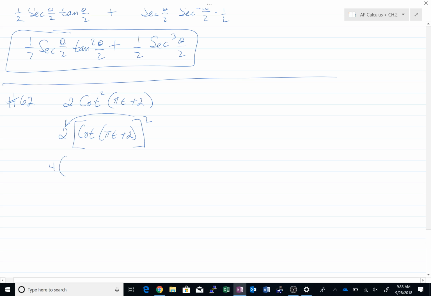Leave what's inside the parentheses alone. That's everything inside that bracket. Subtract 1 from the power, so we just have a power of 1, times the derivative of all that mess inside there. What's the derivative of cotangent? Good. Negative cosecant squared of whatever's in that mess times the derivative of what's inside there. Okay, the derivative of that is just pi.